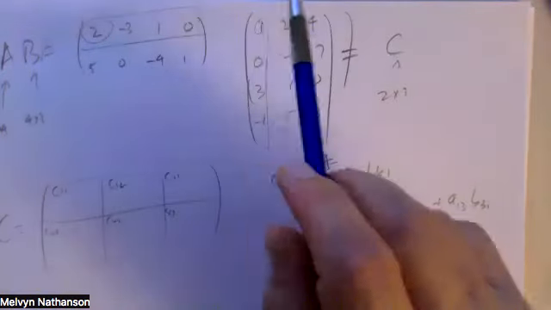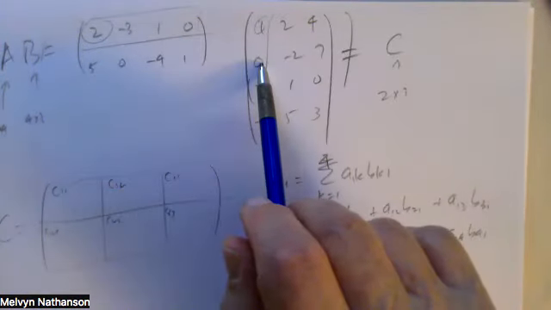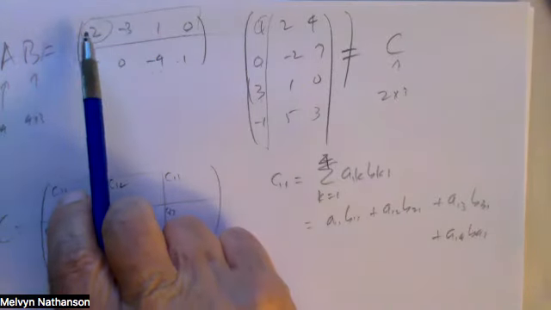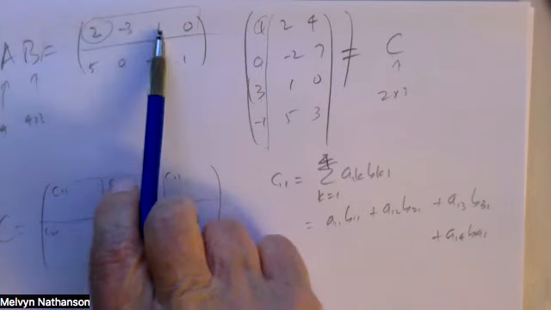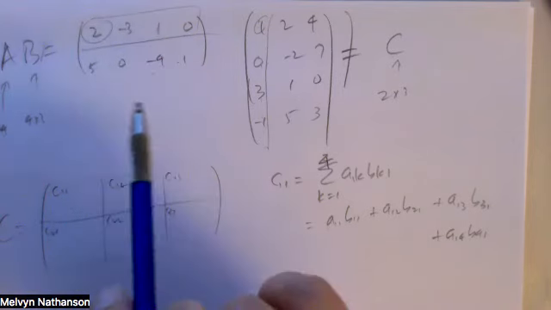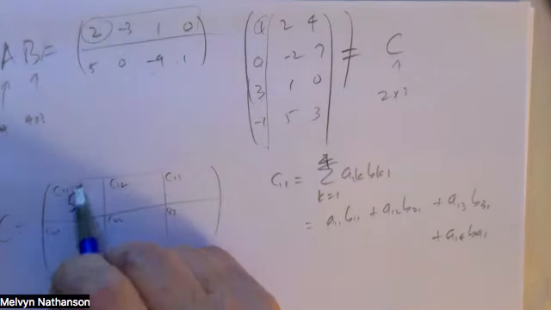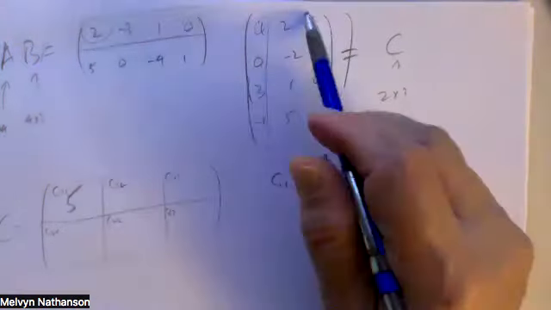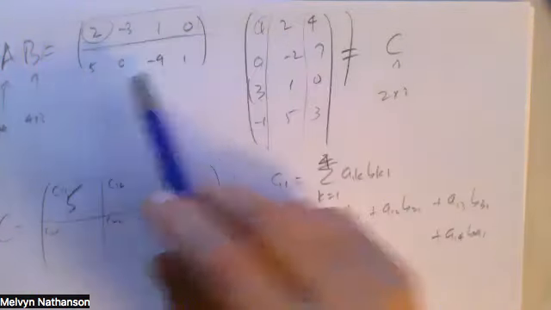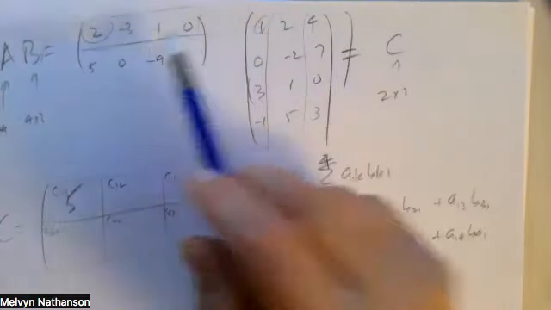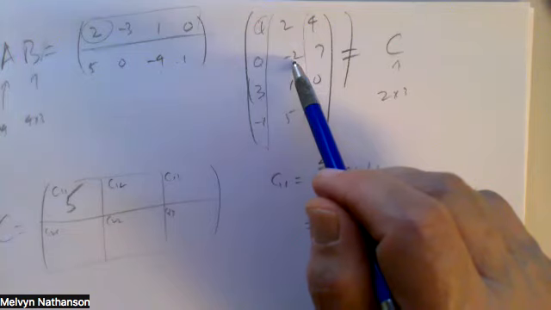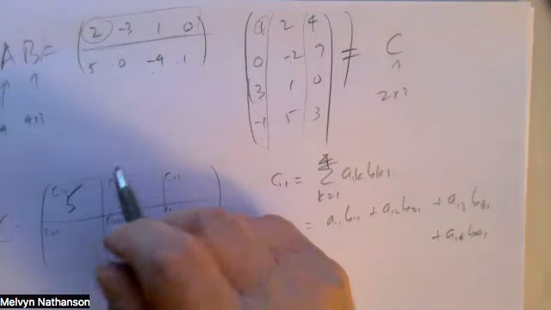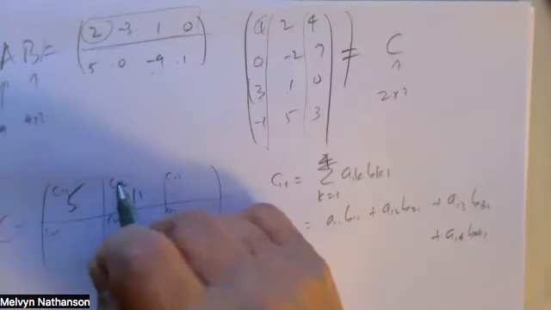I get 2 times 1, minus 3 times 0, 1 times 3, 0 times minus 1. That's 2 plus 3, which is 5. For the first row, second column, I multiply the first row into the second column. 2 times 2 is 4, minus 3 times minus 2 is 6, 4 plus 6 is 10, plus 1 times 1, plus 0, I get 11.